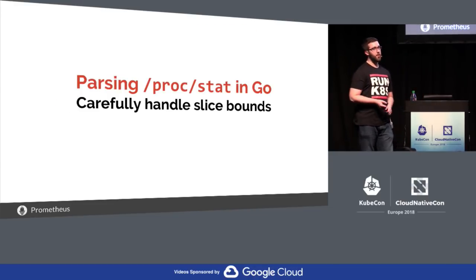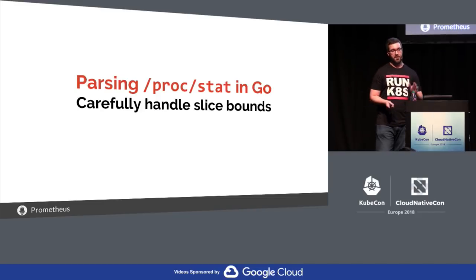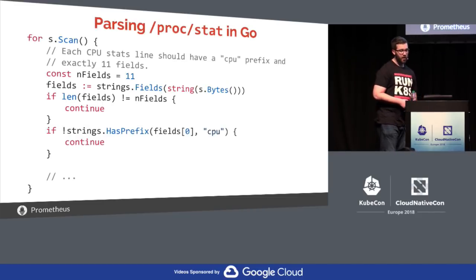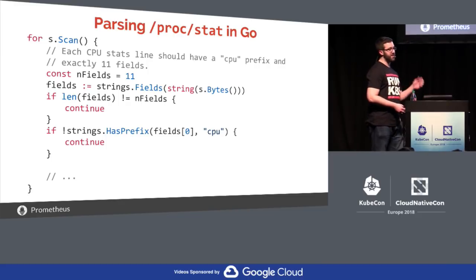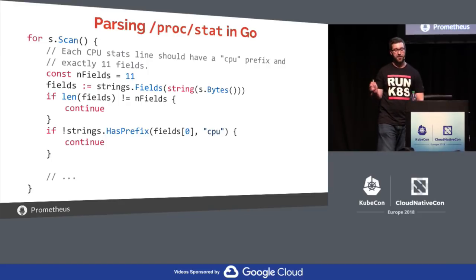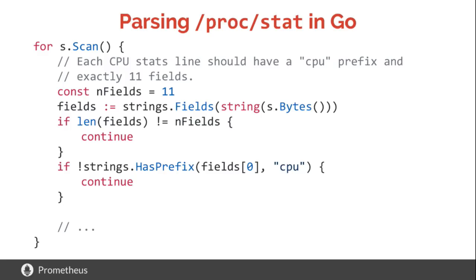Within the inner loop, we need to carefully handle our slice boundaries of this file. Within the loop, we have these CPU stat lines. We know that each one should contain a CPU prefix and exactly 11 fields, so we explicitly check for both of those things. If a line doesn't have a CPU prefix, it's not related to CPU stats, and we don't care. But the lines that we do expect, we know they should have 11 fields, so we make sure we check for that, because otherwise, if you access your slice later on, you could run into a nasty out-of-range panic that'll take down your program, and nobody wants that.